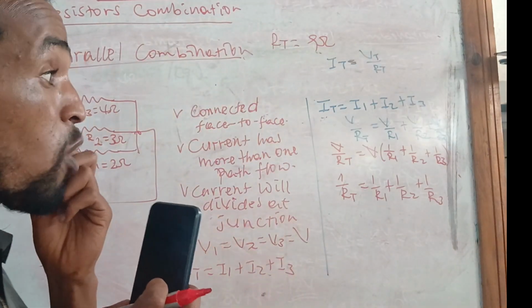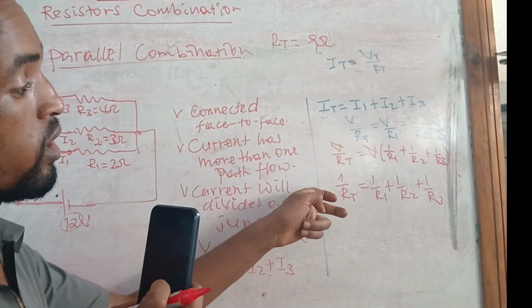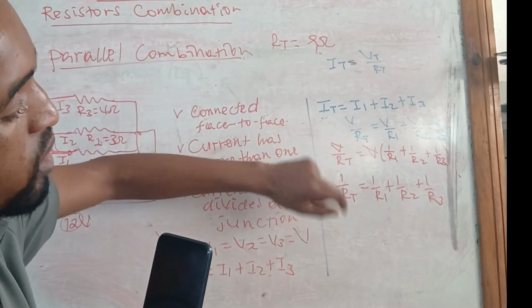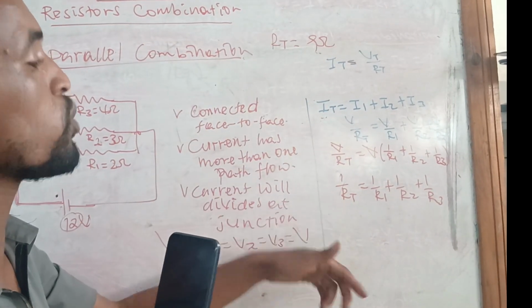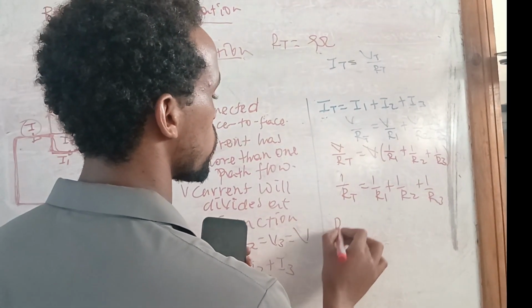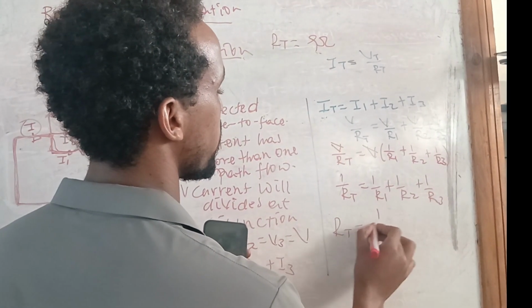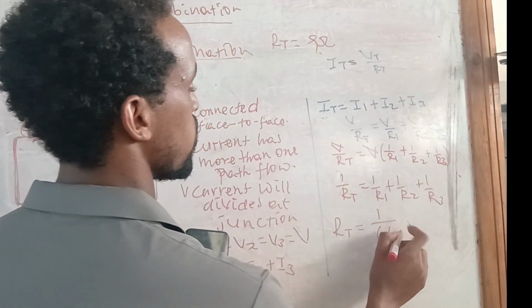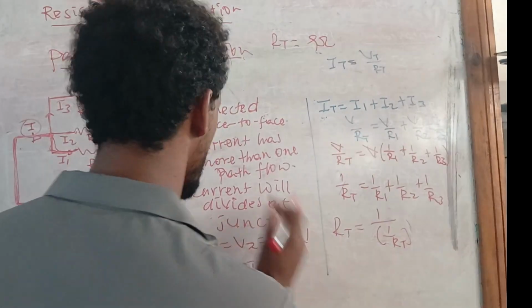But the common mistake most students make is that after finding 1 over the total resistance, they forget to take the reciprocal. The total resistance R total is equal to 1 divided by 1 over R total. That's it. Or you can take the reverse. Let's find this one.